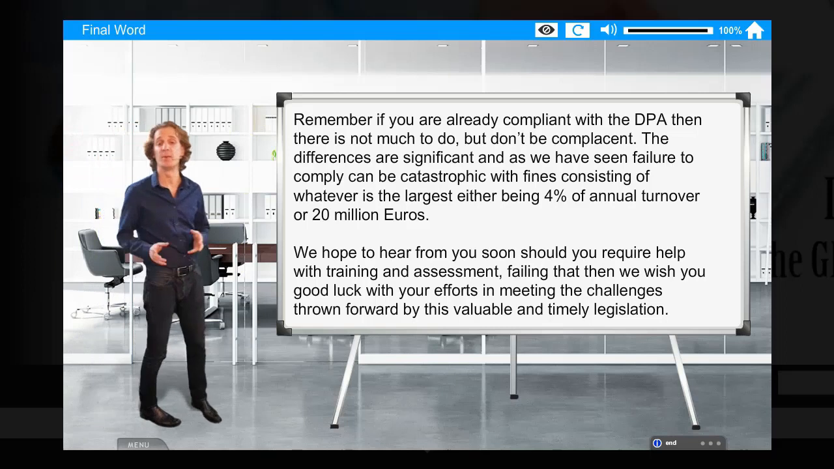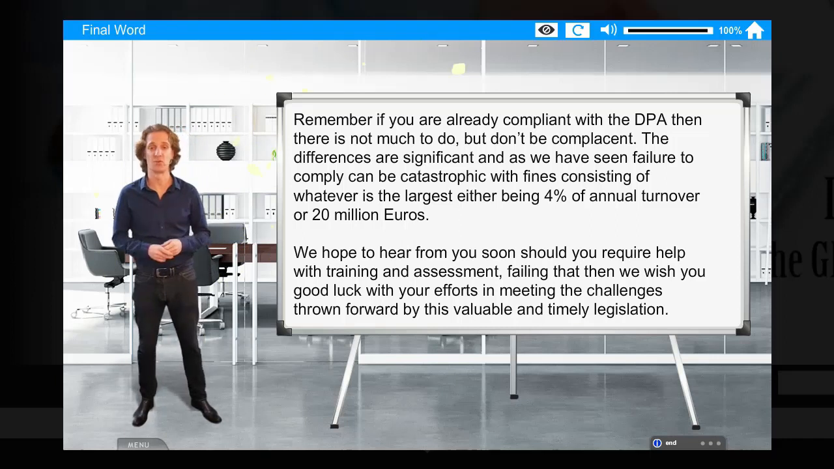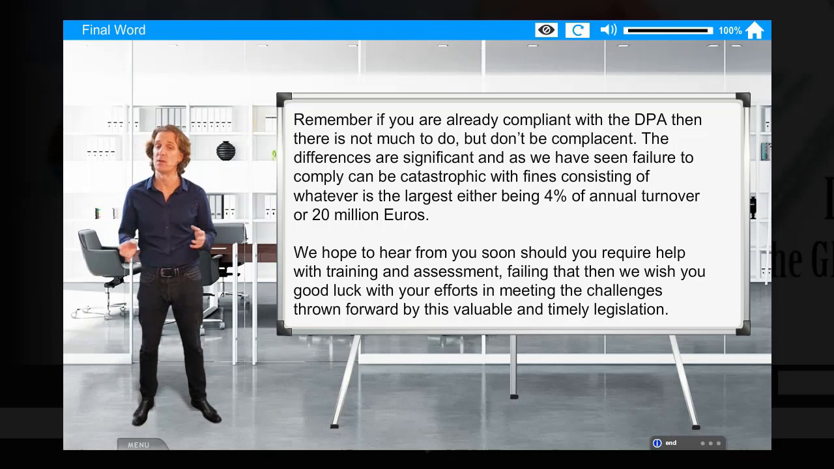Remember, if you are already compliant with the DPA, then there is not much to do, but don't be complacent. The differences are significant, and as we have seen, failure to comply can be catastrophic, with fines of whichever is the largest of either 4% of annual turnover or 20 million euros.